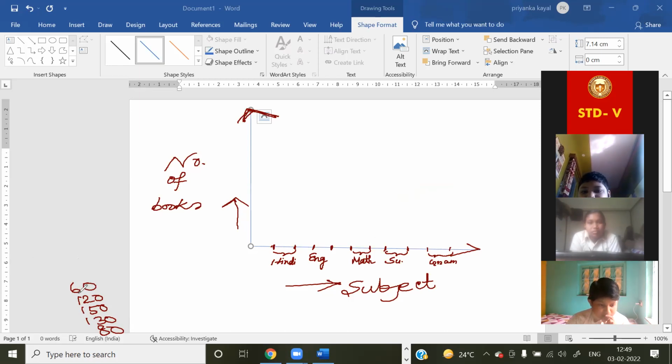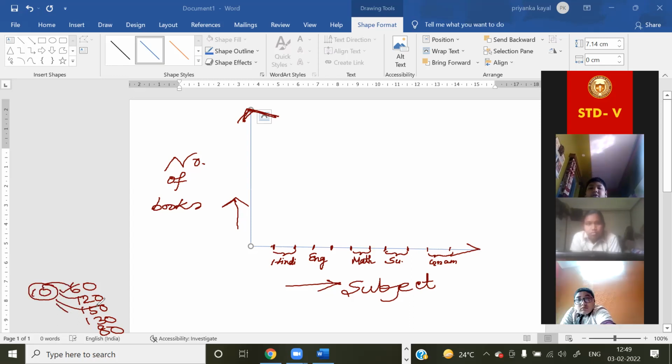150? Factor, not multiple. Common factor. If we take 10, 10 will divide all of them. 20 can also be? 20 does not divide 130, and 150 is there. So only 10.